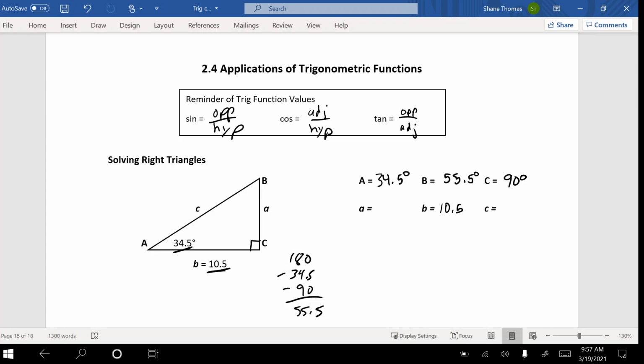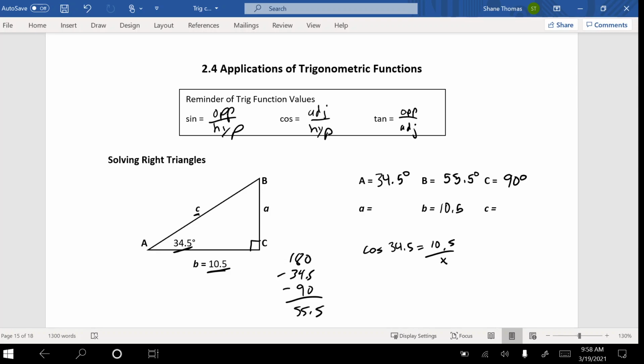So if I'm looking at this guy, and this is my reference angle here, 34.5, this is the adjacent side. So now I'm looking at either cosine or tangent, right? Which one do you want to find, C or A? C? All right, let's find C. So if we want to find C, now we have to use cosine. We have adjacent, we're looking for hypotenuse. So we're looking at these ones. So I have the cosine of 34.5 degrees is equal to the adjacent, which is 10.5, over x, or C, whatever you want to put there.